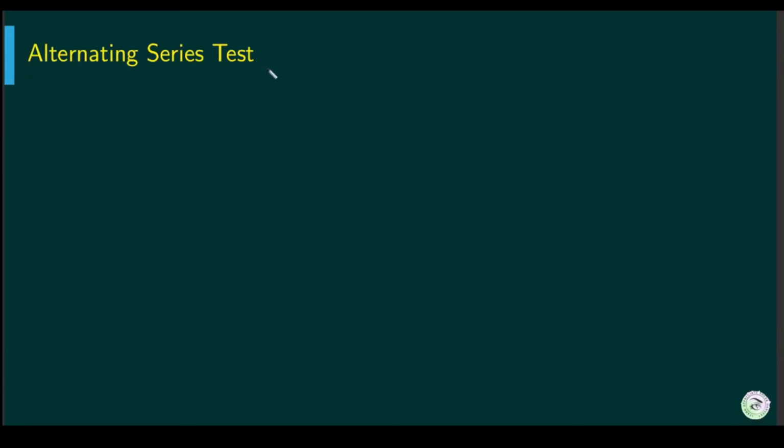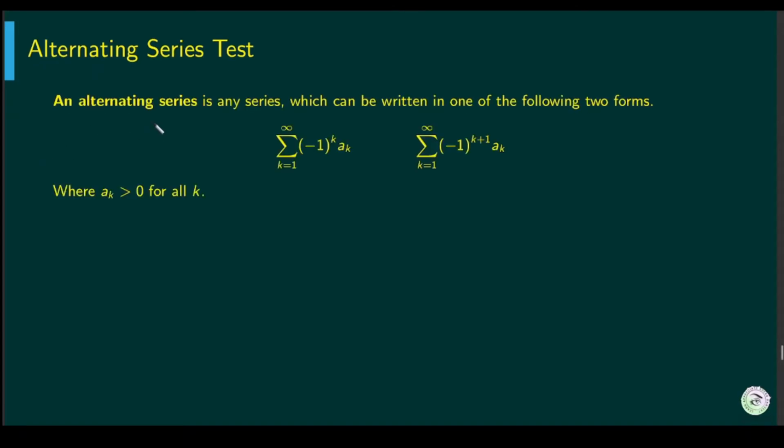Alternating series test. First, let's look at what we mean by an alternating series. An alternating series is any series which can be written in one of the following forms, this form or this form. In this form you have negative 1 to the power k, and here negative 1 to the power k plus 1. In both situations this is a positive series, no? So a_k is positive, so you can put any formula for a positive series here.